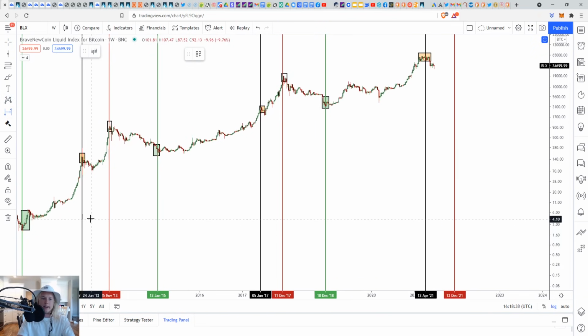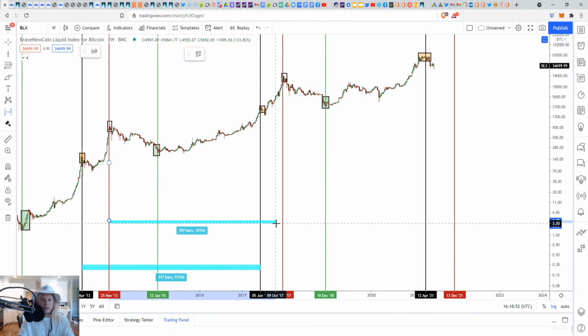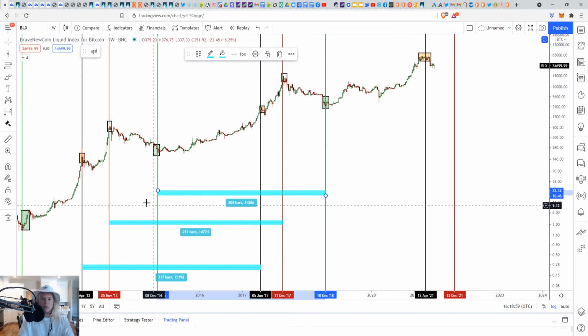And if we come over here, guys, it really starts to sync up at about April of 2013. That's when we start to get that perfect 4-year cycle synchronicity, where from this black line to this black line is once again almost equal to 4 years. From this red line to this red line is almost exactly 4 years. And from this green line to this green line is almost exactly 4 years.